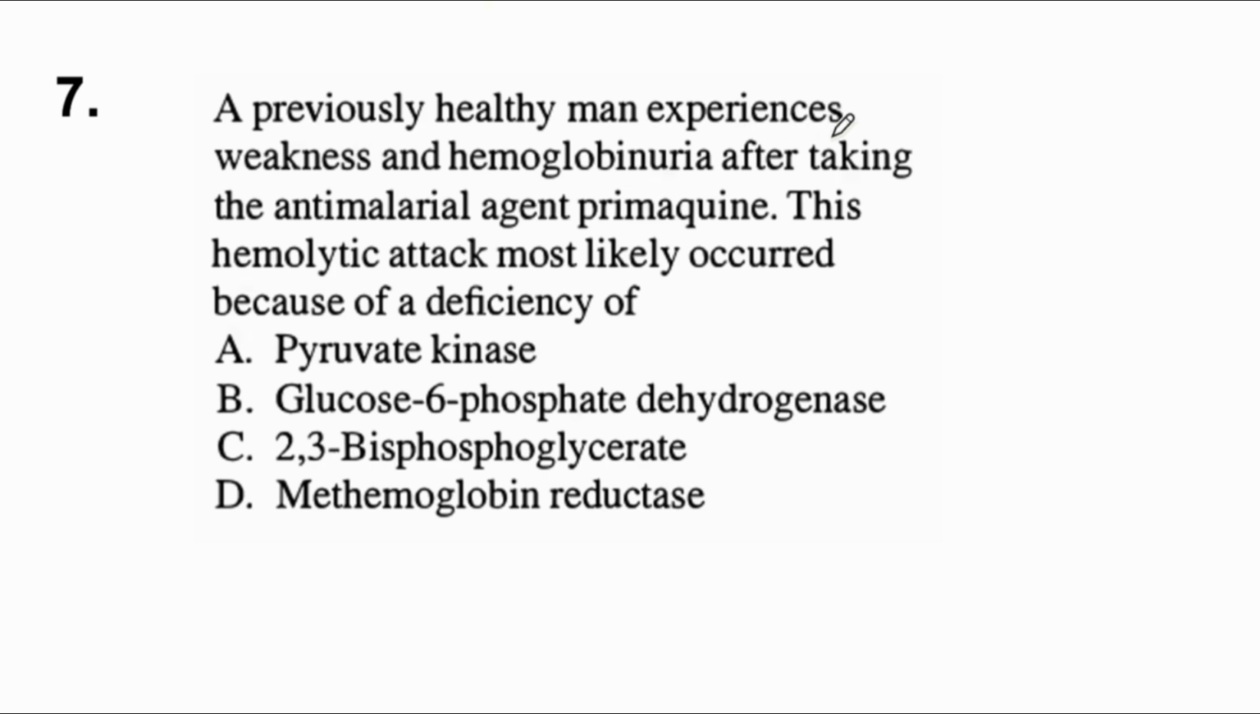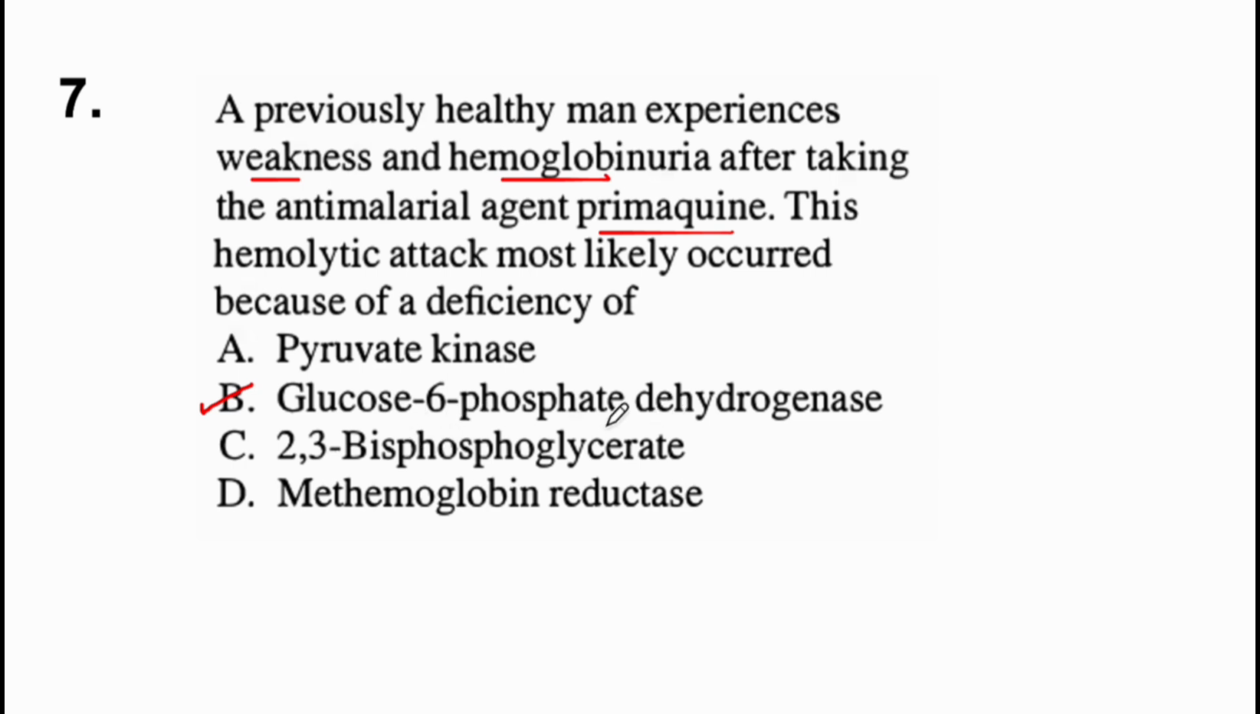A previously healthy man experienced weakness and hemoglobinuria after taking the antimalarial agent primaquine. This hemolytic attack most likely occurred because of a deficiency of B. Glucose-6-phosphate dehydrogenase. G6PD deficiency is an X-linked inherited condition where red cells cannot produce enough NADPH to defend against oxidative damage. Primaquine is a classic example of a drug that induces high oxidative stress. When a G6PD deficient patient takes primaquine, their red cells are overwhelmed, leading to acute intravascular hemolysis, weakness, and hemoglobinuria. This means hemoglobin in the urine. So the answer is glucose-6-phosphate dehydrogenase.